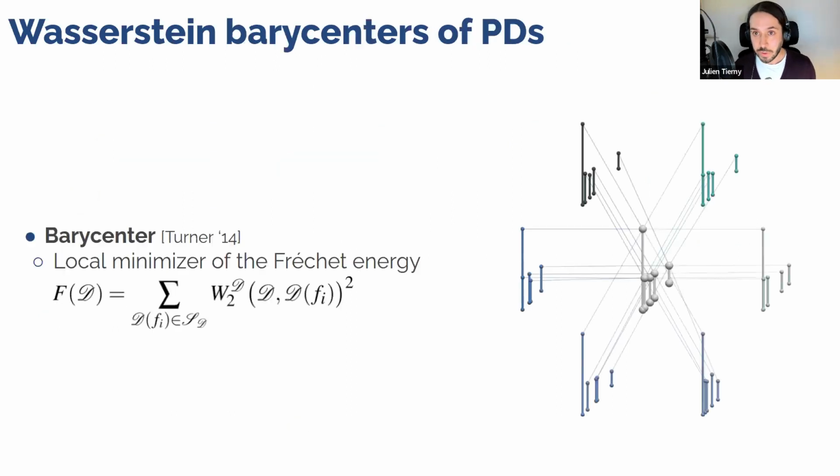Once this is established, we can introduce the notion of barycenter, which is a local minimizer of the Fréchet energy, which is simply the sum of the Wasserstein distances of the candidate D to the diagrams of the ensemble.